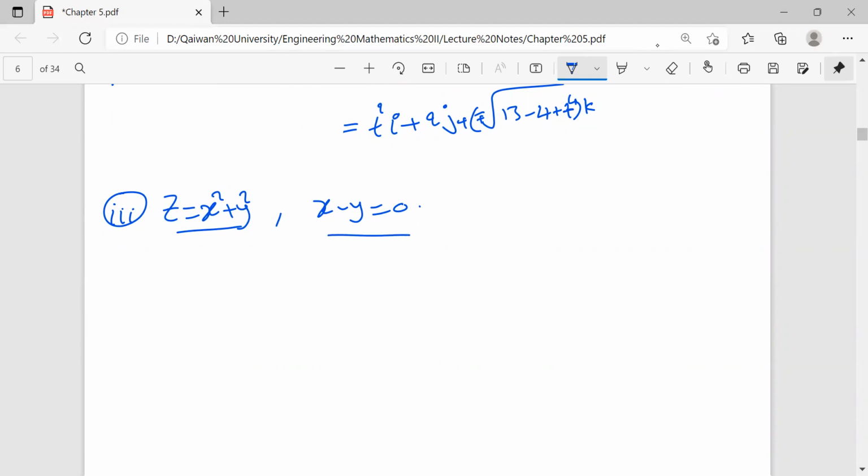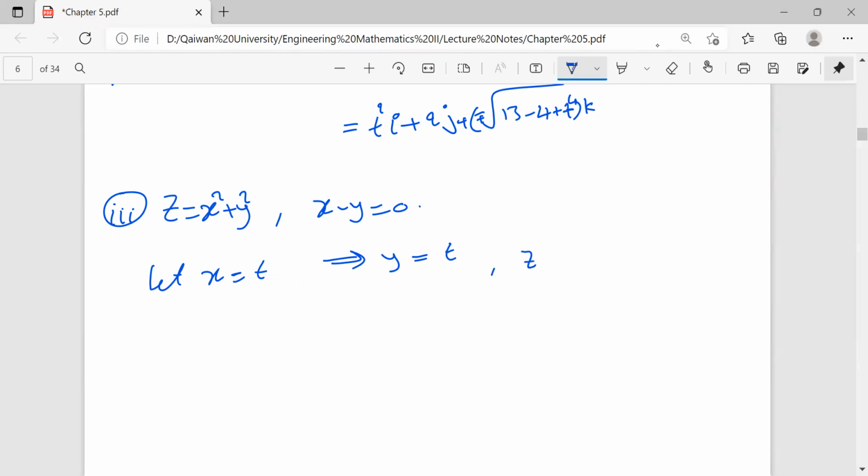we introduce a parameter t. We let x be t minus 1, or x be t, or x be t squared, or x be the square root of t. Okay, we let x be t minus 1. Then y equals t minus 1 also. Let's say x is t to be easier. If x is t, then y is t also.